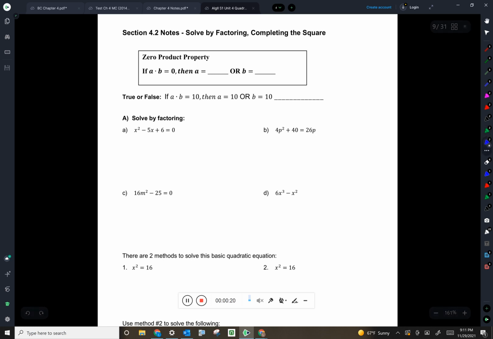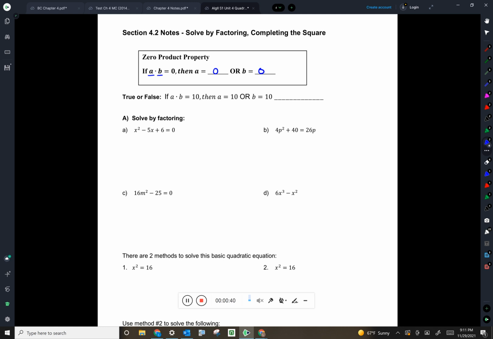So the zero product property says if you multiply two numbers, so a times b, and you know the answer is zero, then that means either the first number is zero or the second number is zero, right? Because when you multiply by zero, it equals zero. But keep in mind, that's only true when we say it equals zero.